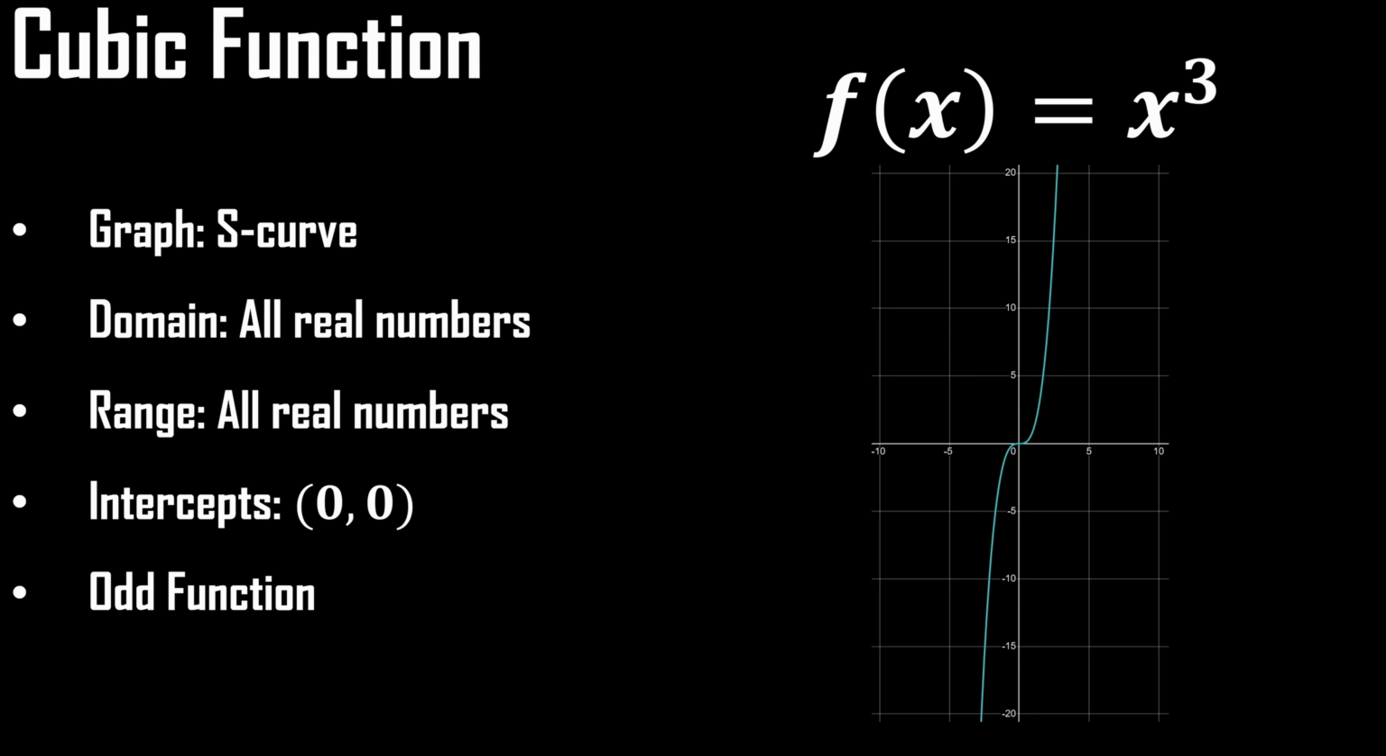Next, we have the cubic function, f of x equals x cubed. It is an S-curve graph. The domain and range are all real numbers. The intercept will be at (0, 0), and it is an odd function. A real-world example would be volume calculations or torque relationships.